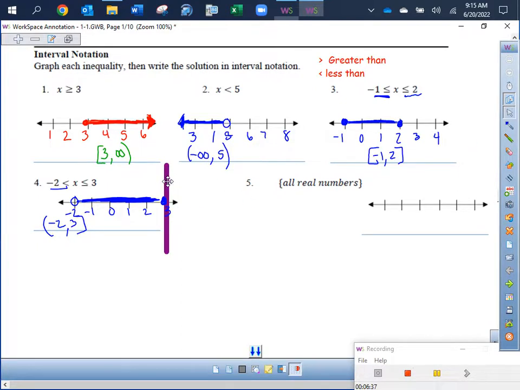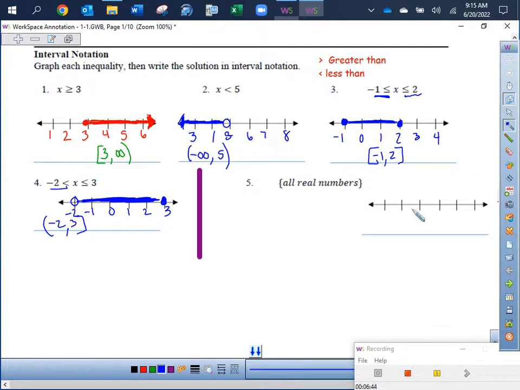So the last one again is how the heck do you graph all real numbers on a number line? It's like, well, how do you know where to start? It doesn't matter where you start. You can pick any number you want to. I'm just going to start with 0 and put myself a scale. And if I need to graph all real numbers, that's everything. It's all of them. So any number possible. It's going to go on forever this way, and it's going to go on forever that way.